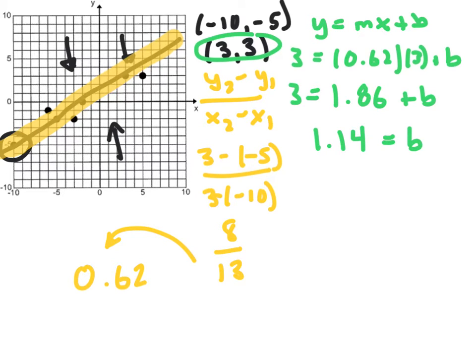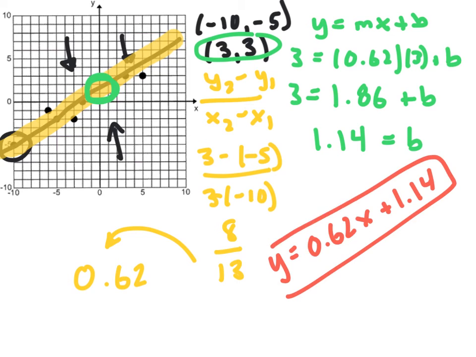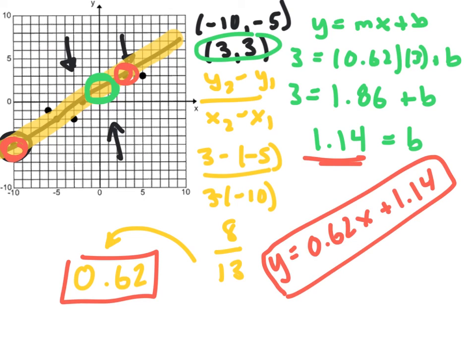Now let's go back and see if that kind of looks like that. It does look like it kind of crosses at 1.14. And so now we are indeed ready for our equation of our line of best fit. It would be y equals 0.62x plus 1.14. That would be our best estimate of the line of best fit. I use this point and this point to obtain my slope, and then I was able to calculate my b value and obtain my best fit line.